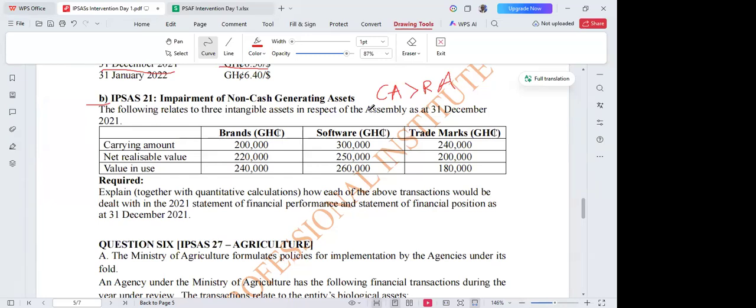Sir, please come again. If the condition for impairment is not met, what do you write? Nothing. There is no impairment. So if you realize that the condition for impairment is not met, you just write that there is no impairment. So let's start with brands. We first have to get the recoverable amount, so we compare the net realizable value with the value in use. Which one is higher?